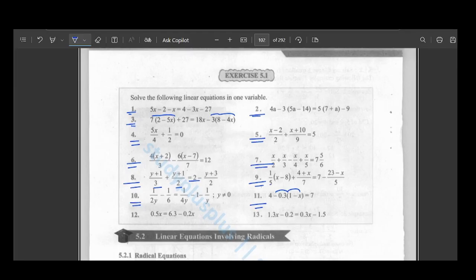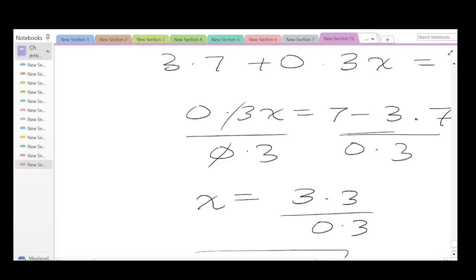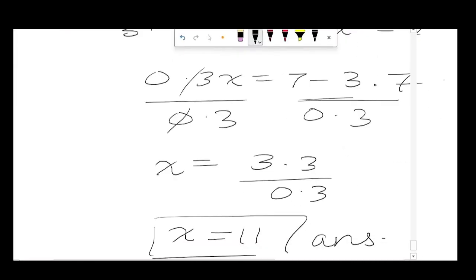Okay, so now let's move on to question number 12. Here we have 0.5x. This is equal to 6.3 minus 0.2x. So what will occur? Negative 0.2 will be moved to the left side. These both will be added, and then 6.3 will be divided by the remaining value. So let's write the expression first.